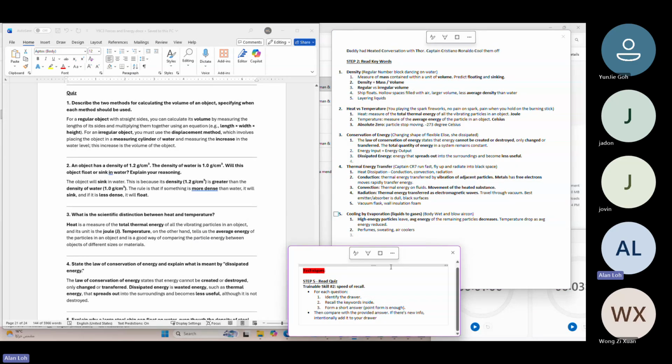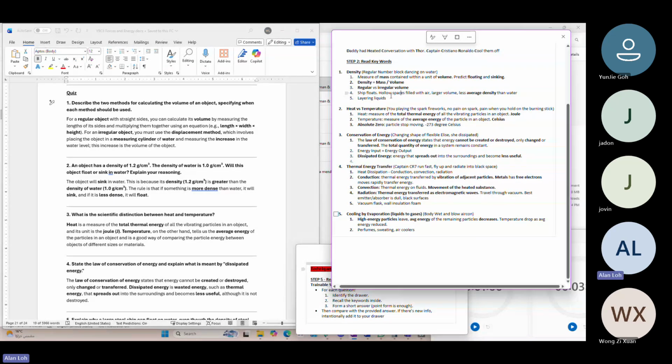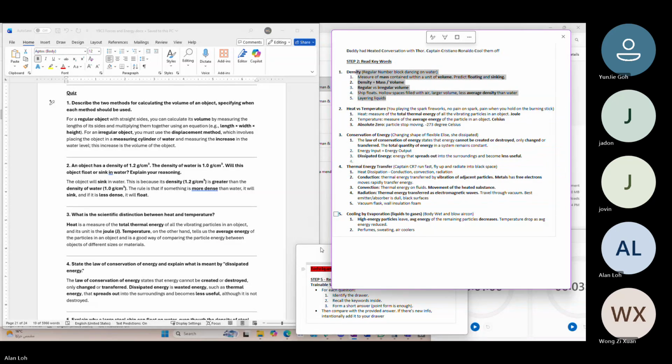How do we do this? Each question, you need to identify the drawer. For example, question number 1. Then you need to recall the keywords that are inside this drawer. Let's say drawer number 1. What are the keywords? Those are the keywords here. And I'm sure you already have your own keywords that are more than what is written over here.